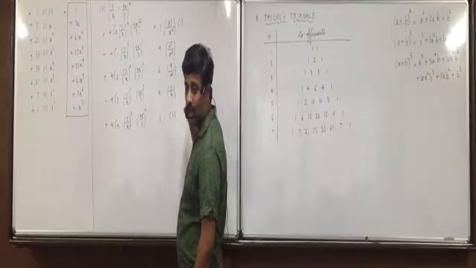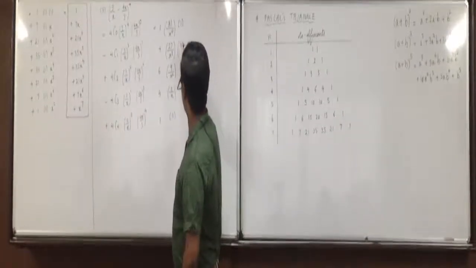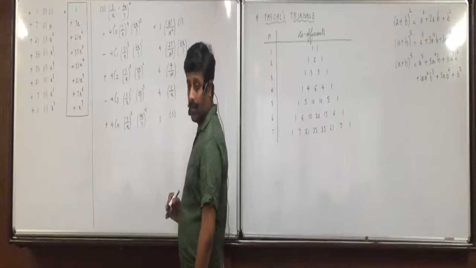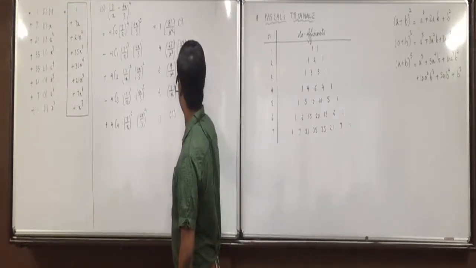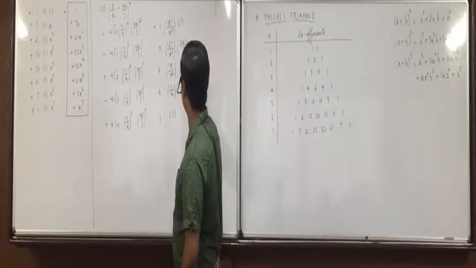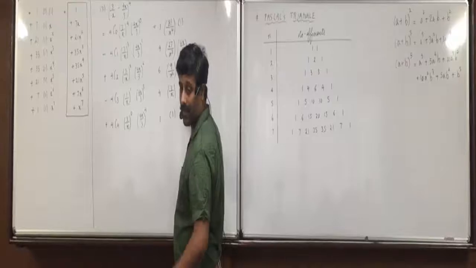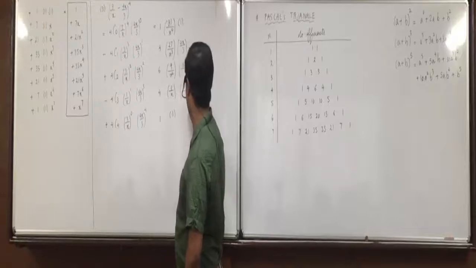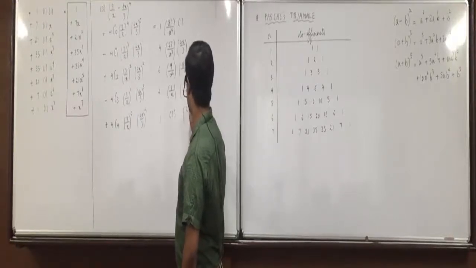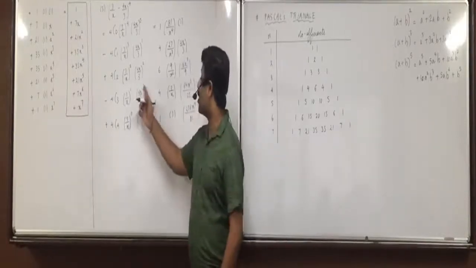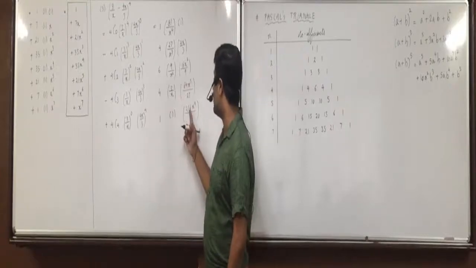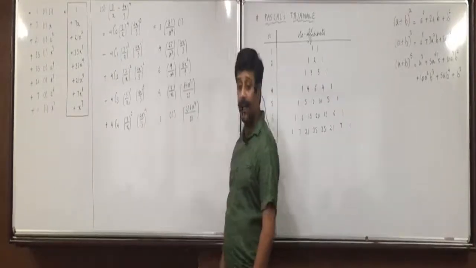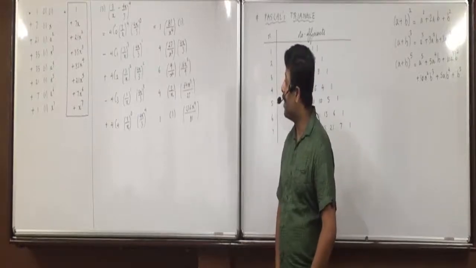1 only. Anything raised to 0? 1. 4x upon 3. 4 square is 16. x square upon 3 square is 9. Use the calculators. 4 cube is 64, x cube upon 27. And 256 x raised to 4 upon 81. 4 raised to 4 is 256, x raised to 4, and 3 raised to 4 is 81. Did everyone understand this? Any doubts up till here?